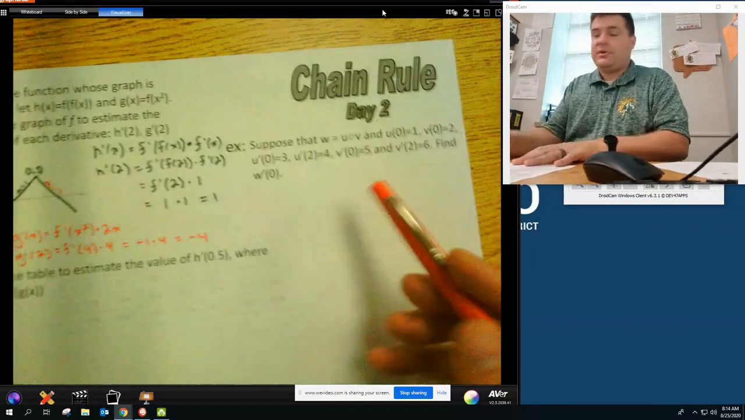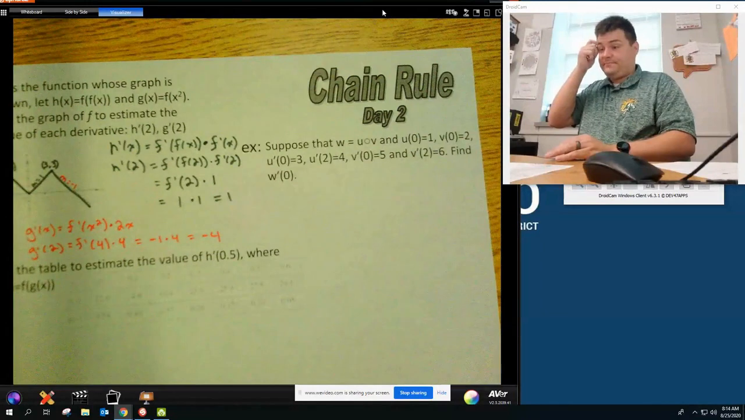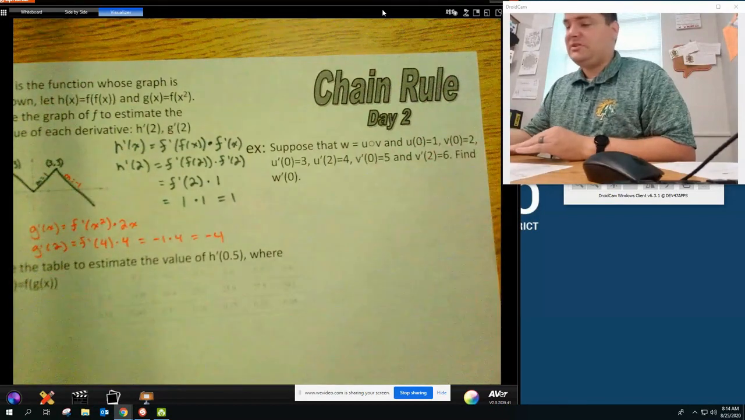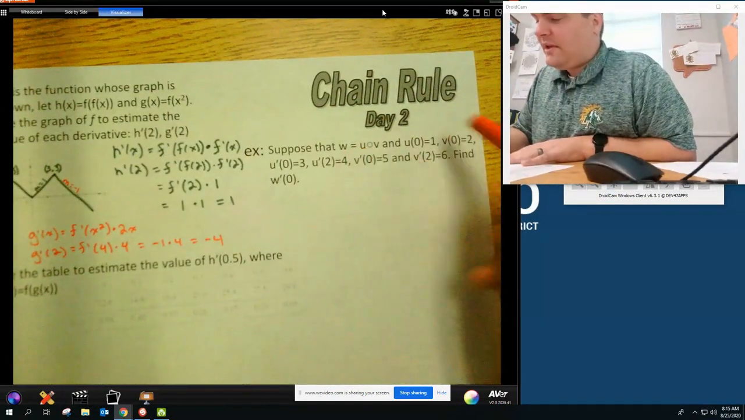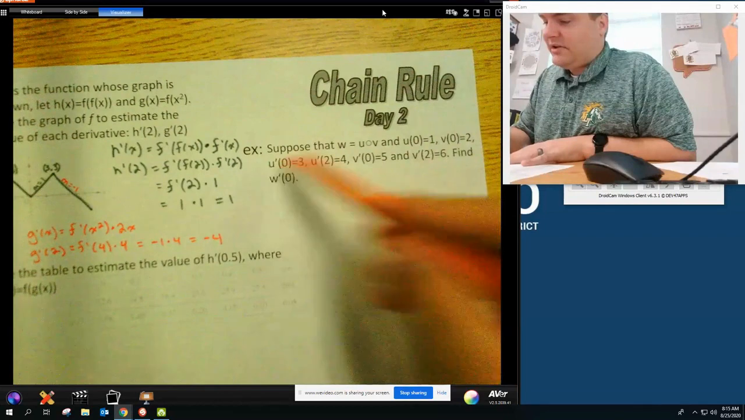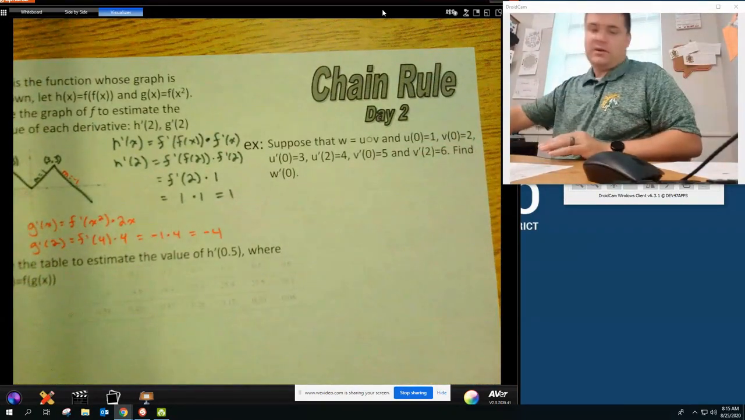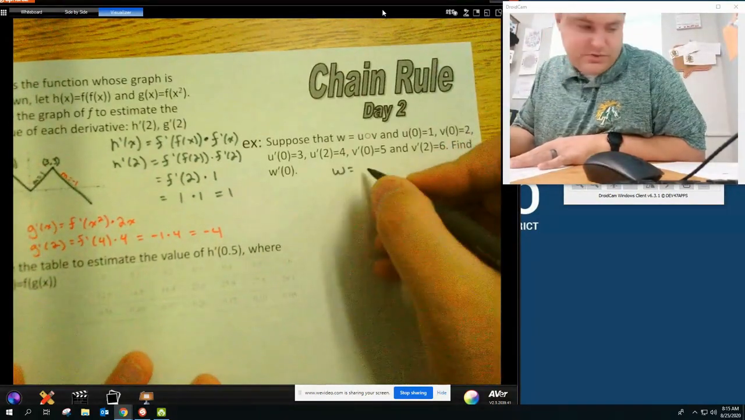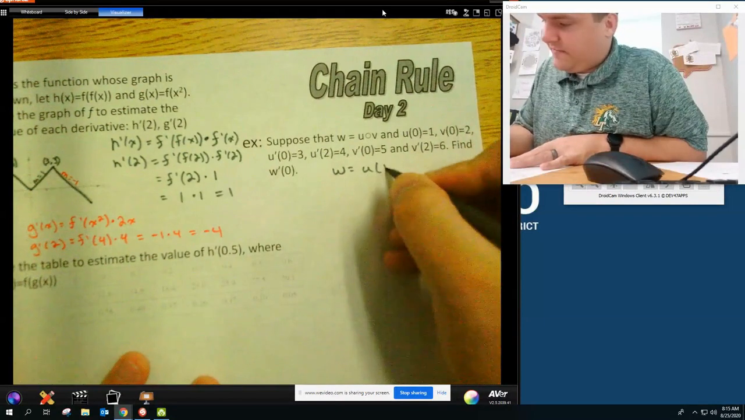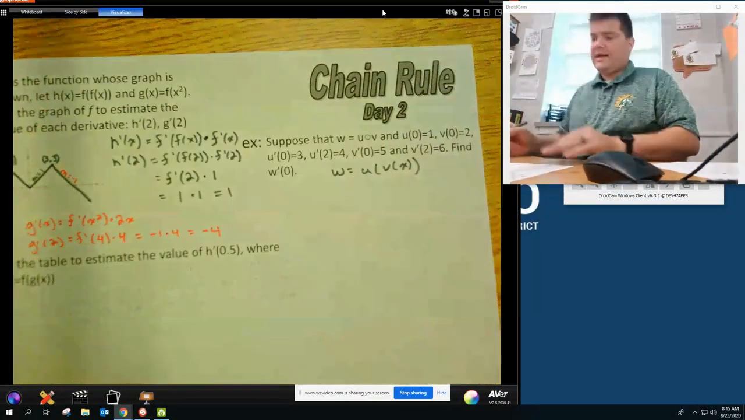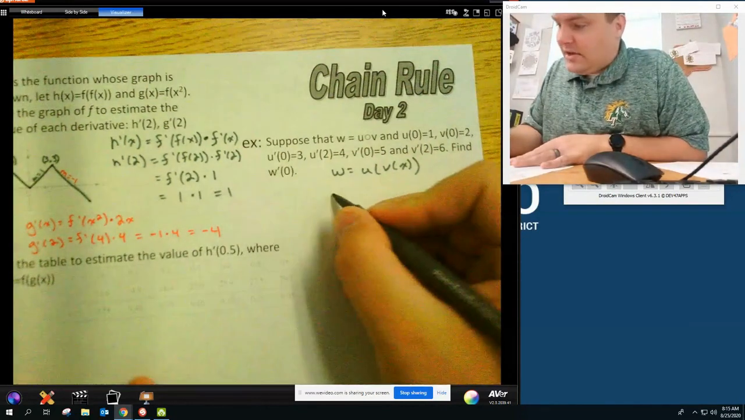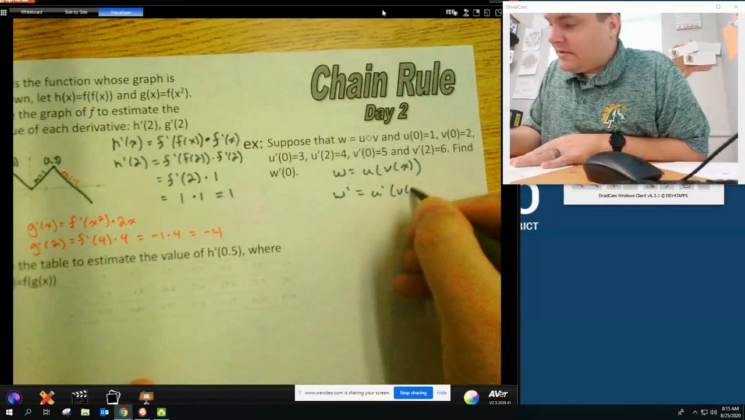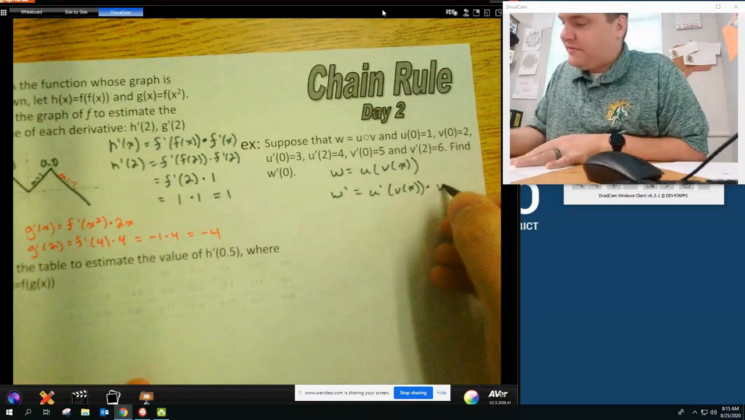Now, let's suppose that we're just given some values of this. So suppose that we have w, which is u. That's not a times sign. That's a composition sign. u of v. And we have these initial points. Not going to read them all out. We're going to find w'(0). So first things first, w is equal to u of v of x. With that notation, it's a little bit easier to see the chain rule now. So the derivative of the outside is u'(v(x)) times the derivative of the inside, which is v'(x).